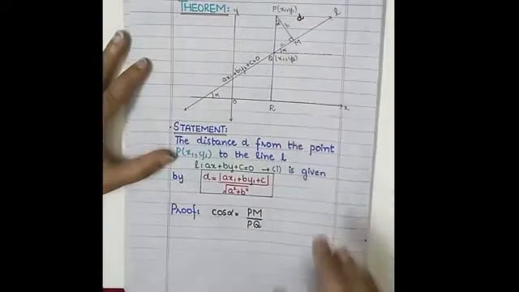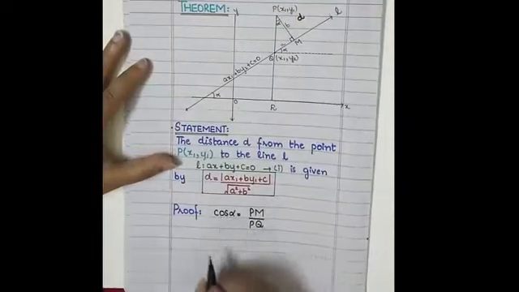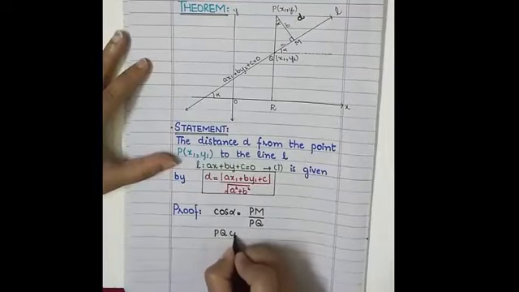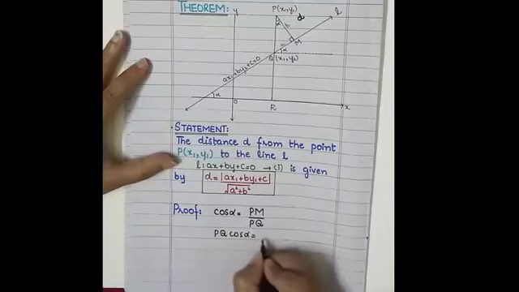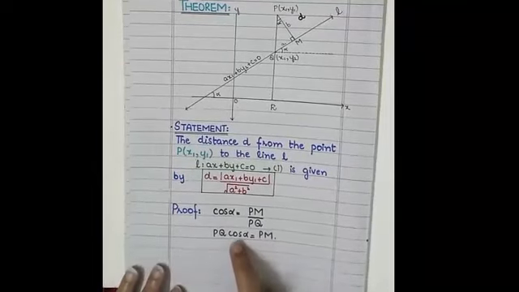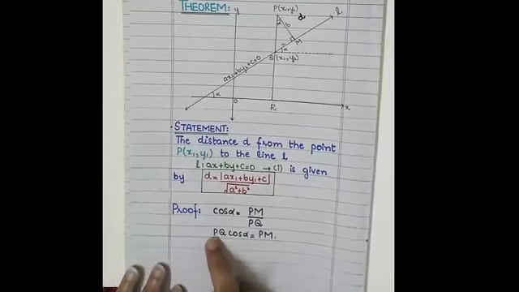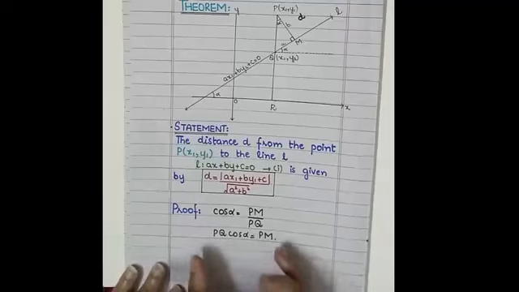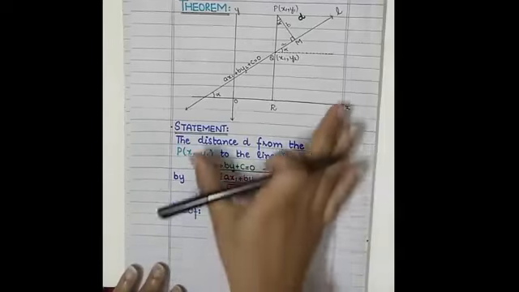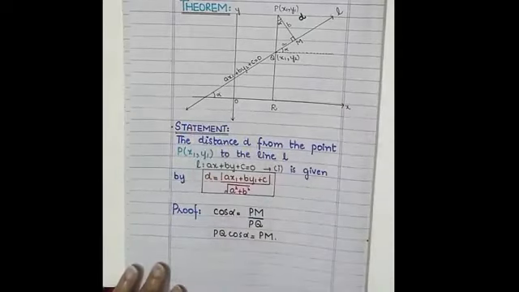But we have to find the side PM. So we will take PQ to the other side of the equality and we have PQ cos alpha is equal to PM. So it means we have to find the value of cos alpha and PQ so that we can put it in this form and get the result, which is this theorem. So first we will write the construction of this coordinate system.